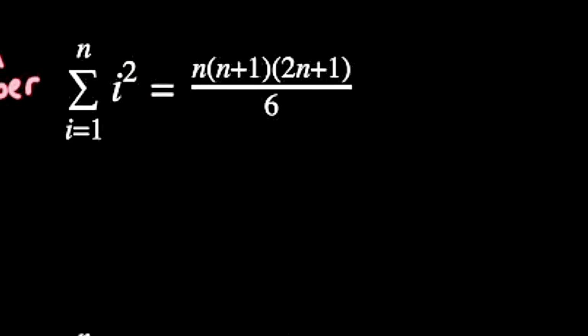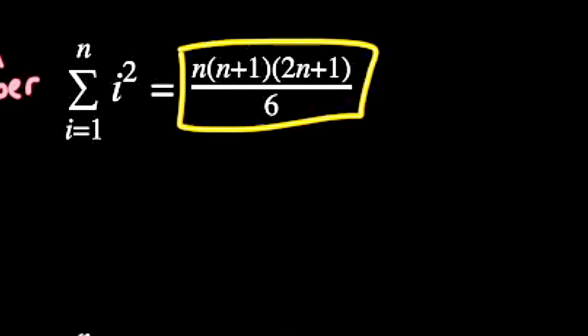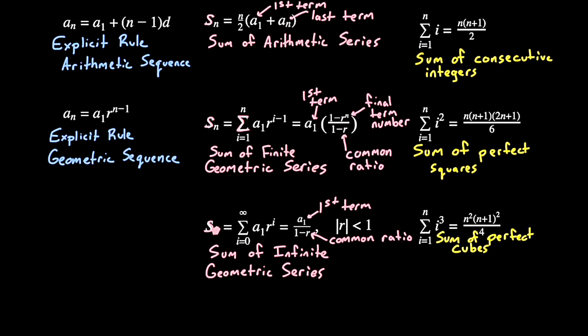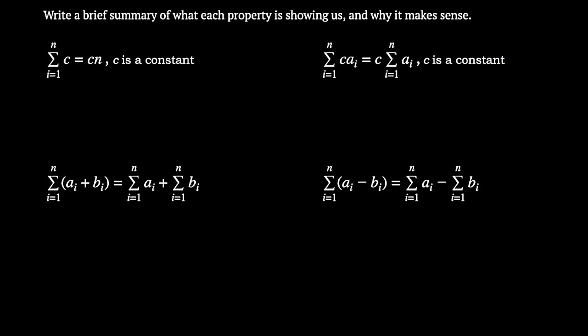This one starts with i squared though. So if I wanted to add up a bunch of perfect squares, I would use this formula. And the last one is if I want to add up a bunch of perfect cubes. So all of these I would consider formulas, things that help us speed up a process. The next four are what I'd consider properties of sigma.